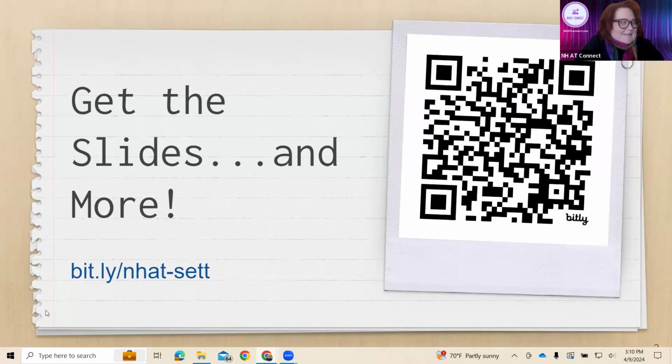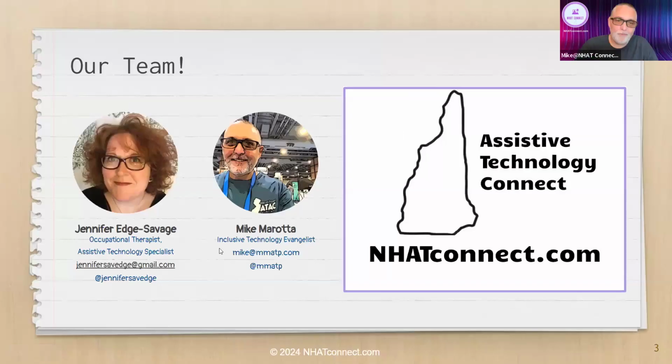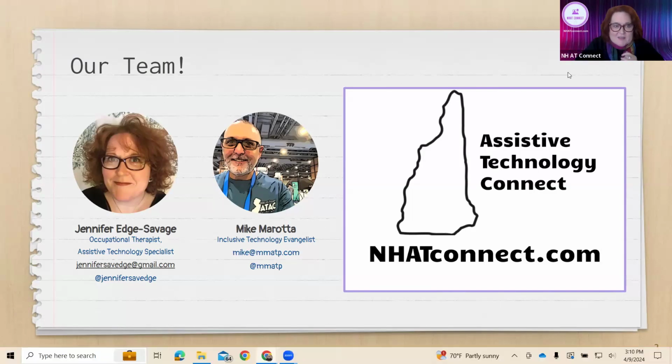All right. So, Jen, who are you? So I'm Jennifer Edge-Savage. I'm an occupational therapist by profession. I'm an assistive technology specialist. I love this field. I'm Mike's partner in crime, providing these supports. We're really on a mission to just spread the word about assistive technology and make sure all students are included and that all students can achieve whatever it is they want to achieve. And I really believe we can do that with the right tools to support them. For sure. Ditto to everything Jen said.